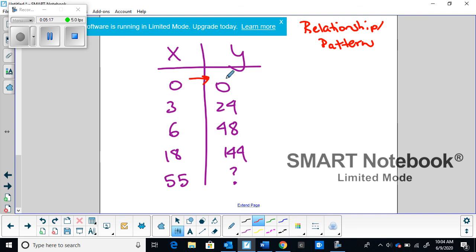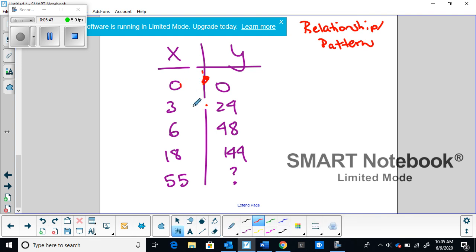How did I get from 0 to 0? Well, there's a lot of ways I could have got that, so let's go to the next one and see if there's something in common. How did I get from 3 to 24? Well, I could have added 21. Let's try that. But let's go to the top one. 0 plus 21, does that give me 0? No, it doesn't. So that's not possible. That's not a correct one.